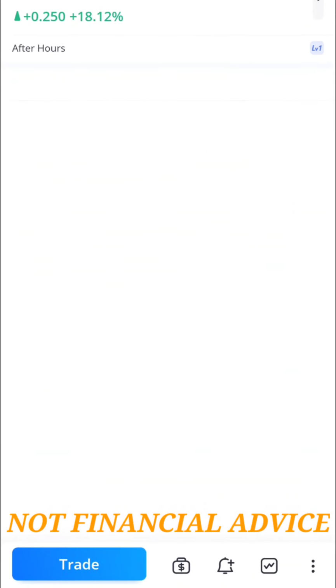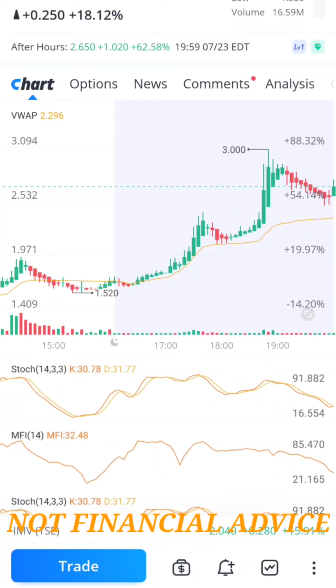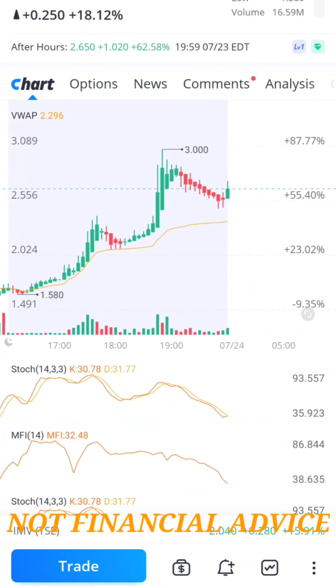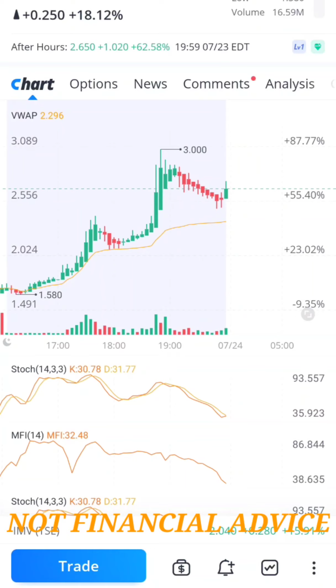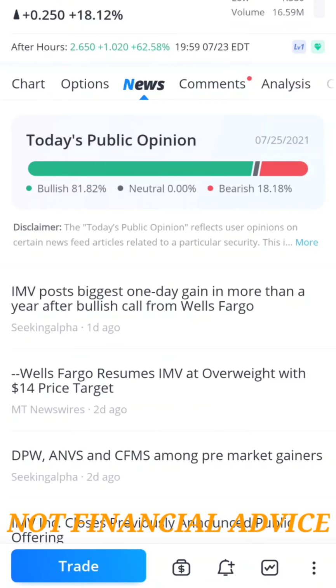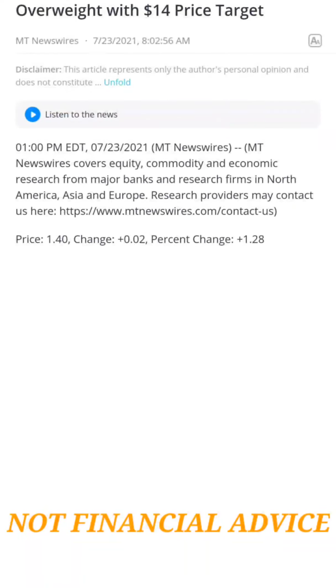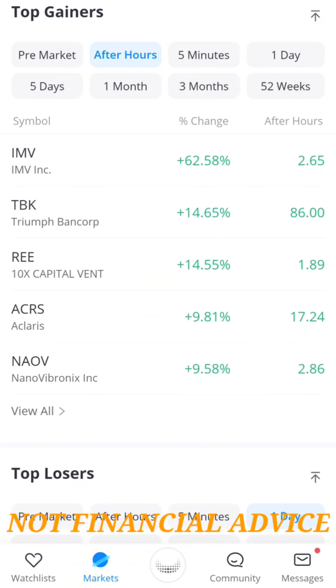So we have IMV here, low price stock. It went up to $3, pulled back a little bit, popped again right at the end of after hours trading. Most likely will be up pre-market on Monday. So this could have been a good stock to get into because after hours it moved. Now there's news here, not a lot, but again, if you were looking for the news, you might have missed this. So by looking for the move, if there's news there, then you'll find it.